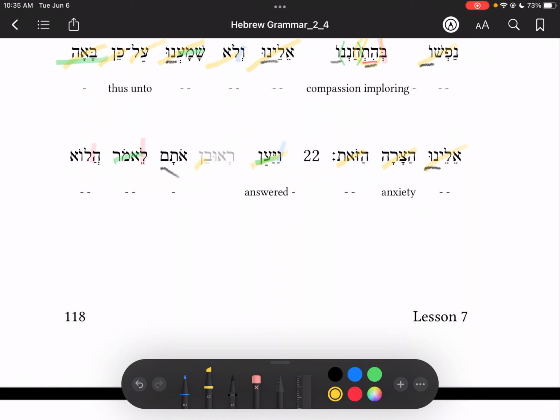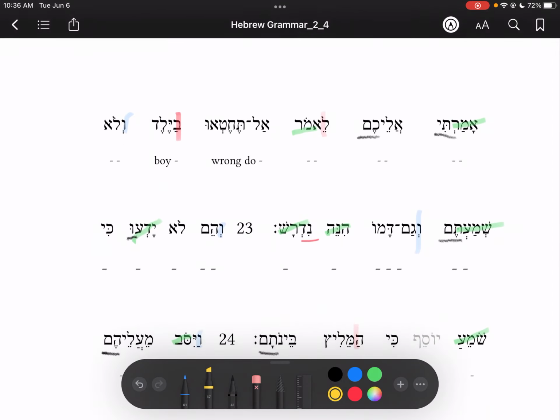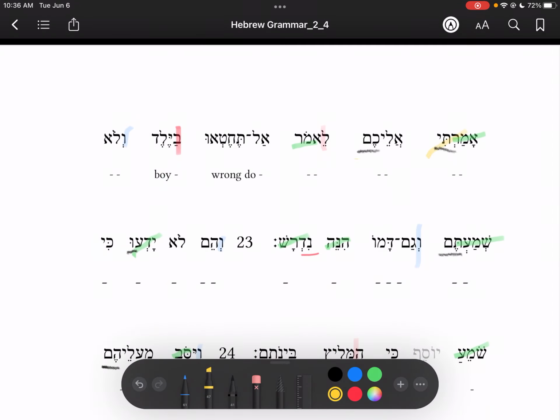22. Vaya'an Reuven. And so Reuben's now seeing and answering, okay? Otam le'mor, halo amarti aleichem le'mor, al techetu vayeled, velo shematem, vegam damo hineh nidrash.